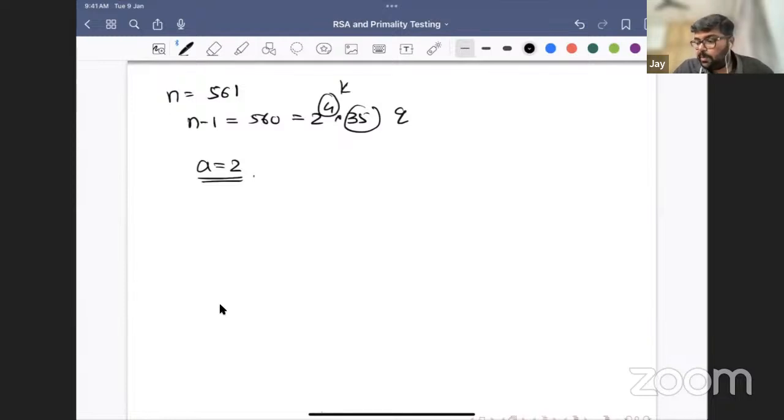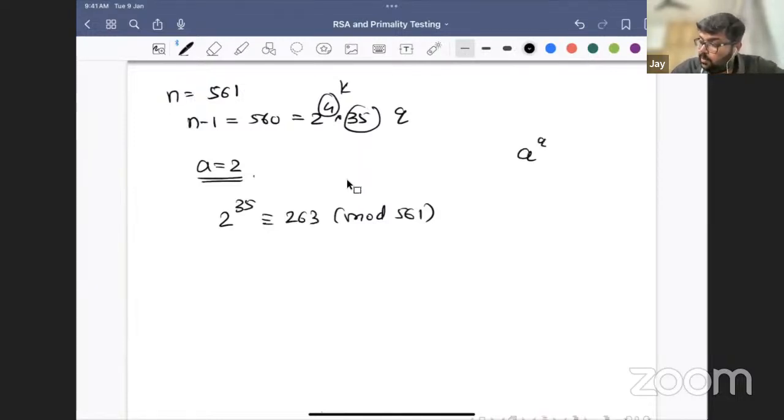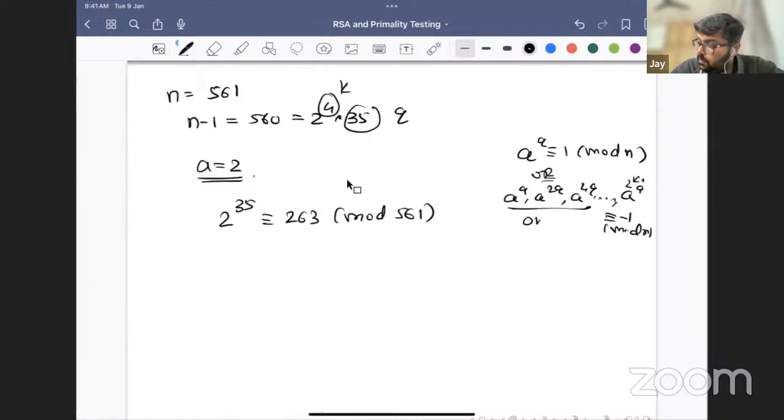Of course, 0 and 1 will not help. So what will be 2 power 35 modulo 561? Let me just tell you the numbers. 2 power 35, if we compute, is 263. We know a power q is congruent to 1 mod n, or a power q, a power 2q, a power 4q, up to a power 2 raised to k minus 1 times q is congruent to minus 1 mod n. One of these. So the first one is not 1, so this property is not satisfied here.